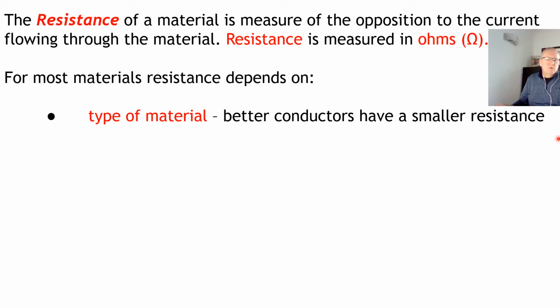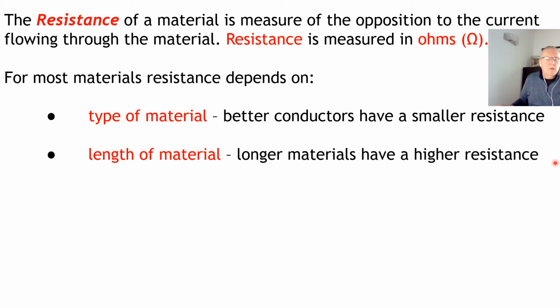For most materials, the resistance depends on a number of things. The first one is what type of material it is. Basically, better conductors have a smaller resistance, which makes sense. The smaller the opposition to the current, the more current you get, and therefore they're better conductors. For example, all metals are better conductors than non-metals. In fact, non-metals are generally all going to be insulators.